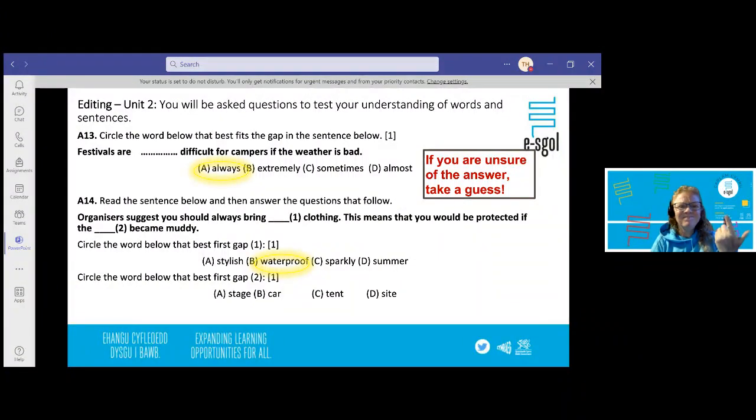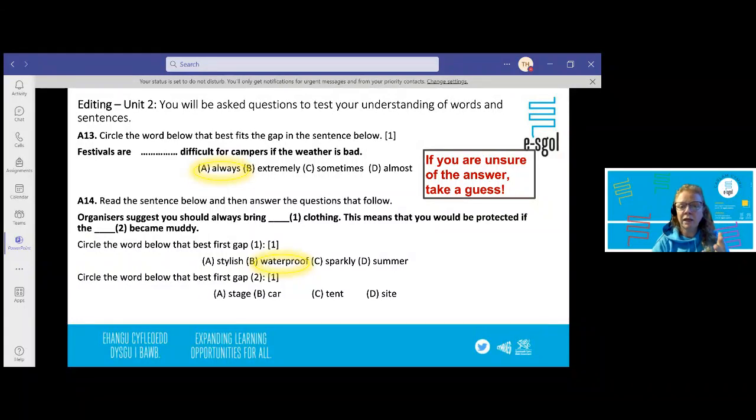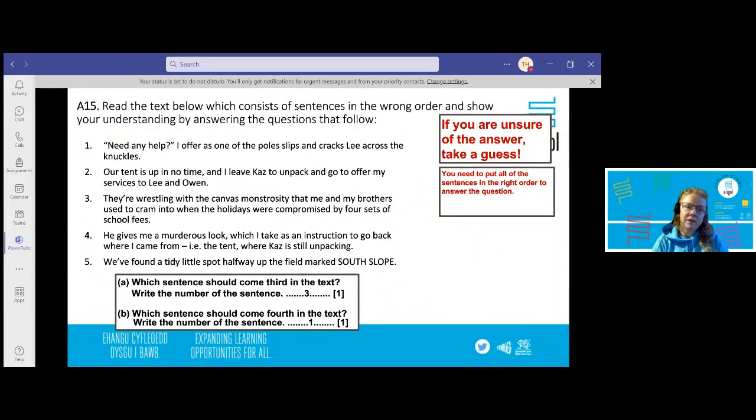Car, I don't need waterproof clothing if I'm on my car. Tent, again, I don't need waterproof clothing if I'm in my tent. Site, that's probably the one I need. Okay, and that's always the way I go through these. I always work my way through them and try and work out the one I think is most likely. But that's only 3 marks so far. So I've got 2 more marks available, and this is the second type of question which comes up.